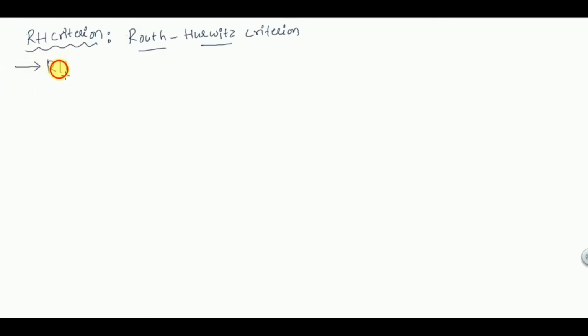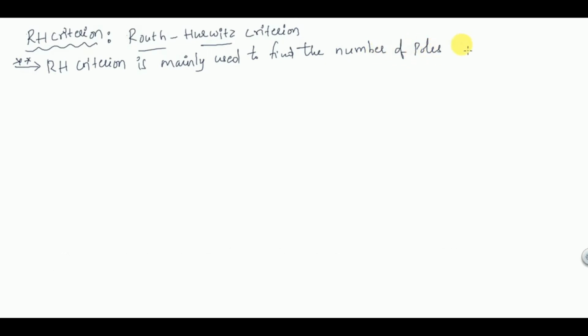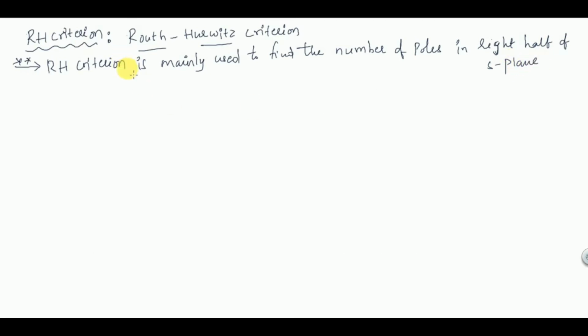RH criterion is mainly, and this is a very important point, used to find the number of poles in the right half of S-plane. So RH criterion is mainly used to find the number of poles in the right half of S-plane.